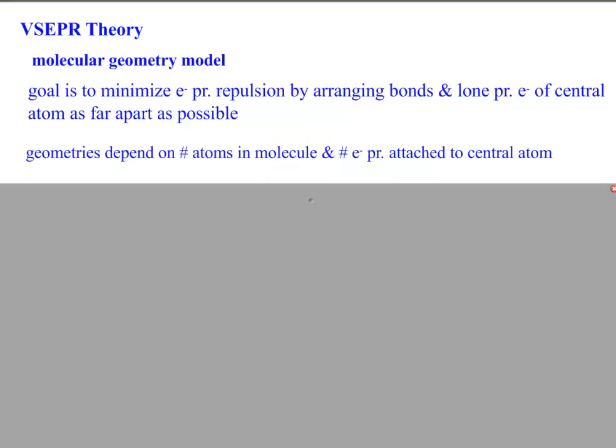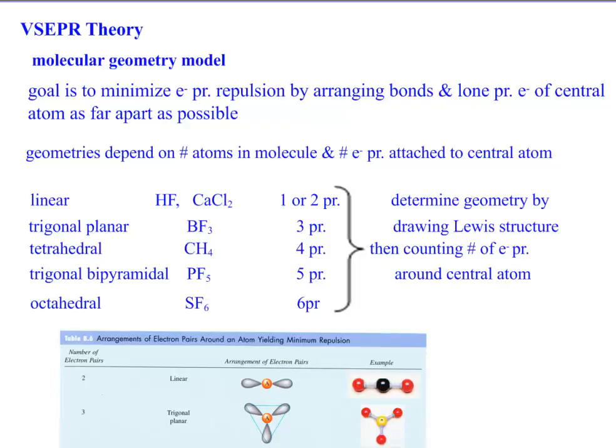So the geometry of these species depends on how many atoms I have in the molecule and on the number of pairs of electrons that are attached to the central atom. The central atom is key in determining the geometry of these species. So we're going to look at 5 different geometries: linear, trigonal planar, tetrahedral, trigonal bipyramidal, and octahedral. Each of these is associated with a certain number of pairs of electrons attached to the central atom.